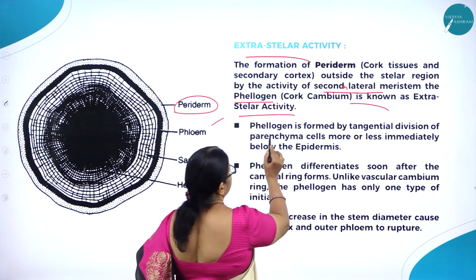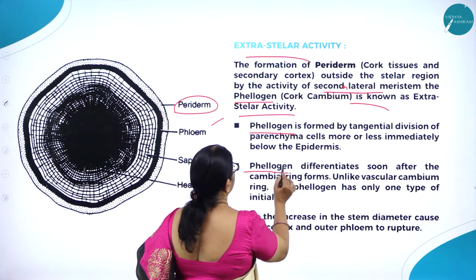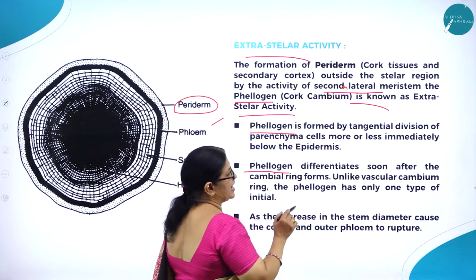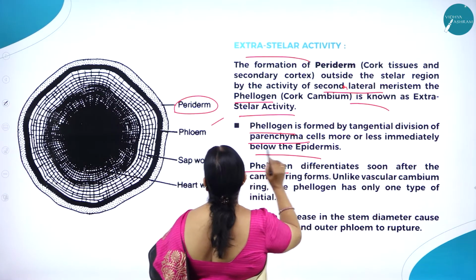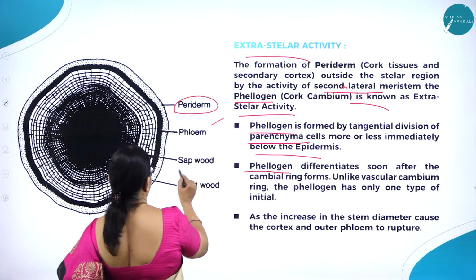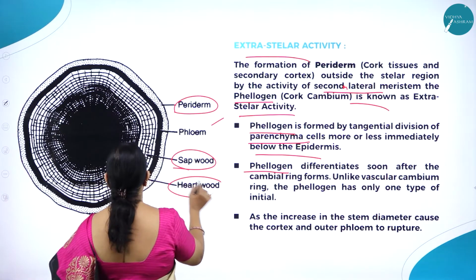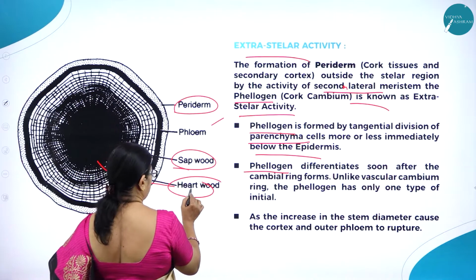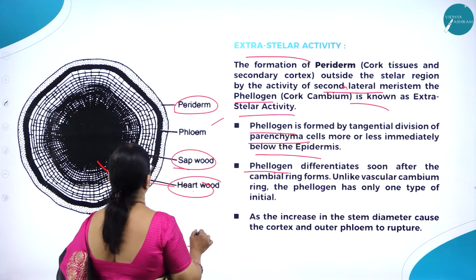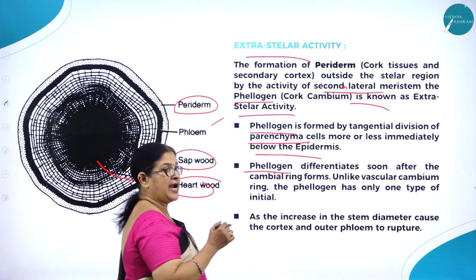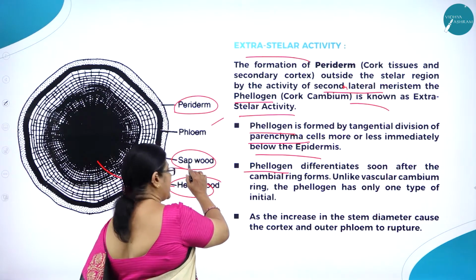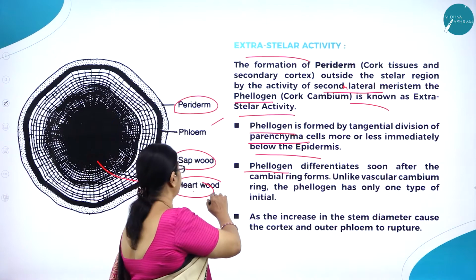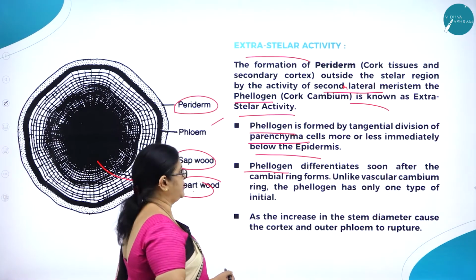extrastellar activity. So now let us see what is this phellogen. Phellogen is formed by tangential division of parenchyma cells more or less immediately below the epidermis. So here you can see the sapwood and the heartwood. So this central part is called heartwood and this is called sapwood. The heartwood is non-functional, whereas sapwood is functional. The heartwood is dark in color. Sapwood is light in color.